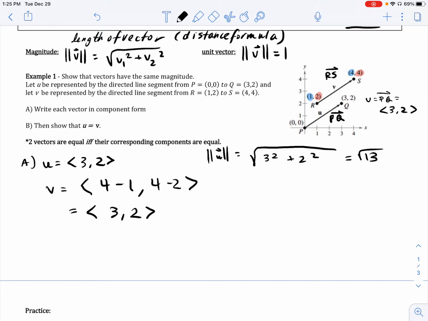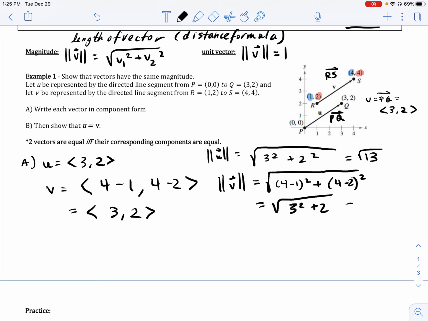If I wanted to find the magnitude of vector v, and pretend for a moment we didn't already write the component form, which we know are the same, we could also say 4 minus 1 squared plus 4 minus 2 squared. And this would also give me 3 squared plus 2 squared, which is radical 13. So these two vectors have the same magnitude.